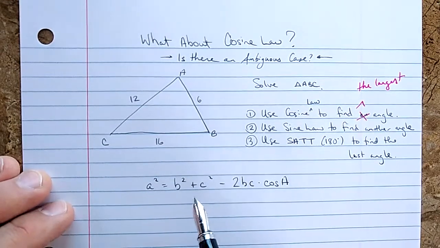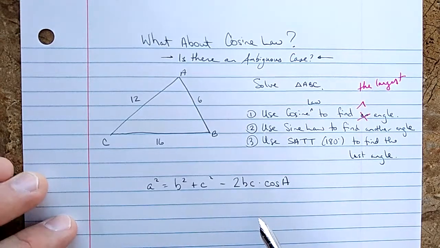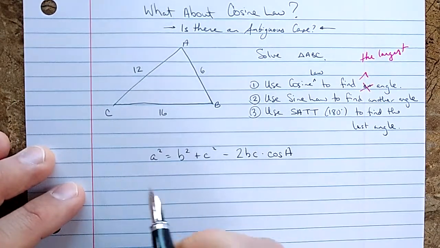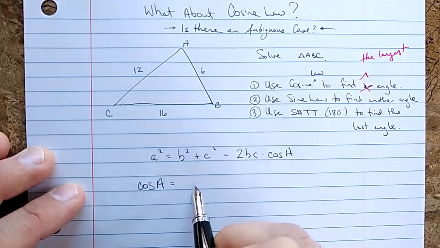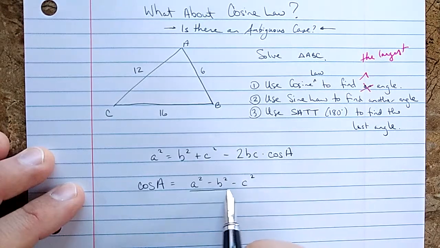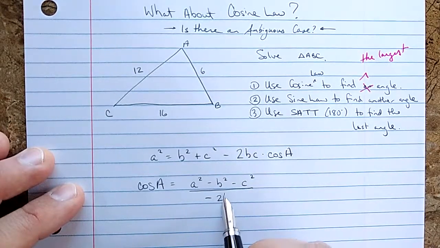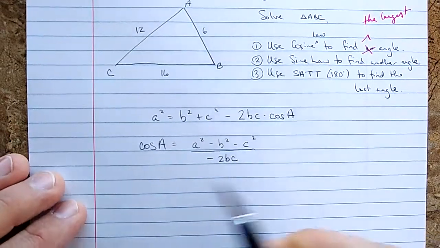You might also know how to just write this out with cosine of A equals some stuff, just a rearranged version of this. Maybe I'll do that for you right now. So some people memorize this in both ways. This would be a squared minus b squared minus c squared divided by negative 2bc, or you might have that negative sign out front there. Any of those is fine.